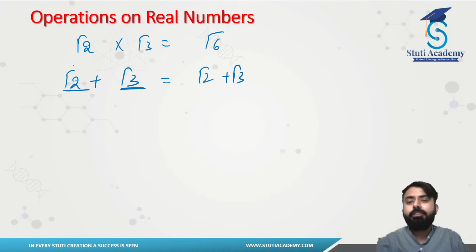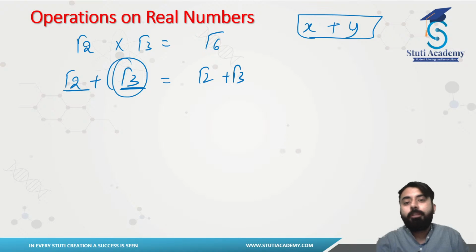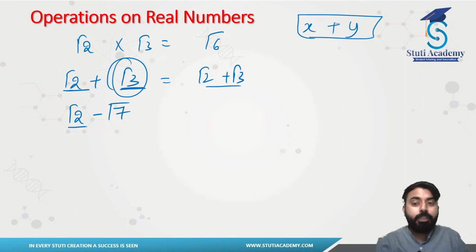Why is that? Just assume square root 2 be your x and square root 3 to be your y. So x plus y cannot be added together, so it will be x plus y, or you can say it will be this, right? Now if I just jump forward with this, firstly, let's just assume I have an irrational number which is square root 2, I have another irrational number which is square root 7. If I subtract them, they won't be subtracting because they are not same, so that will be square root 2 minus square root 7.